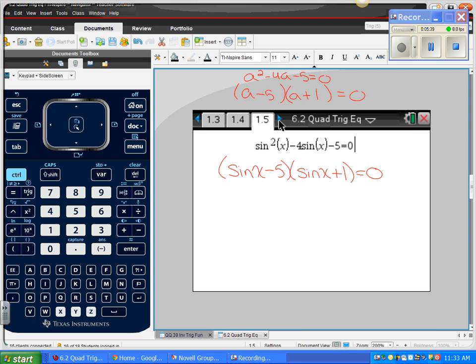It's not doing whatever. Okay, what's my next step? My next step, zero product rule, right? So I have to take each factor, set it equal to 0.